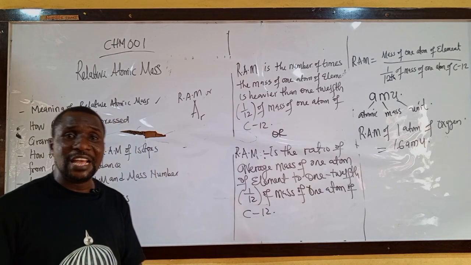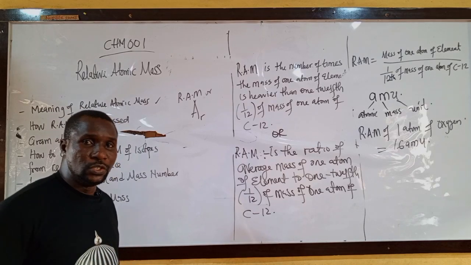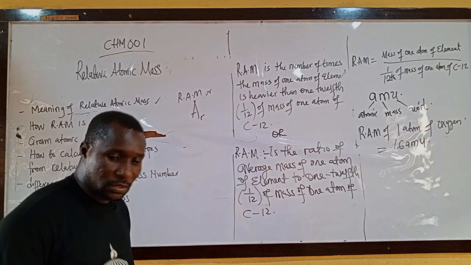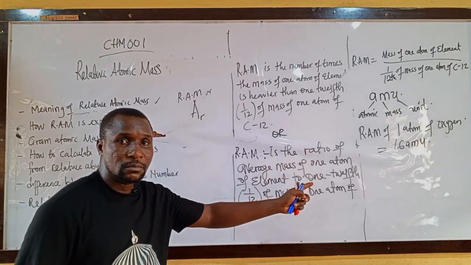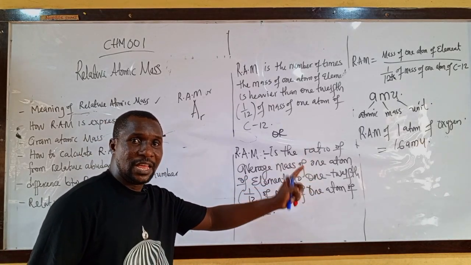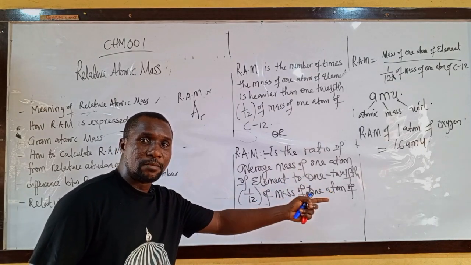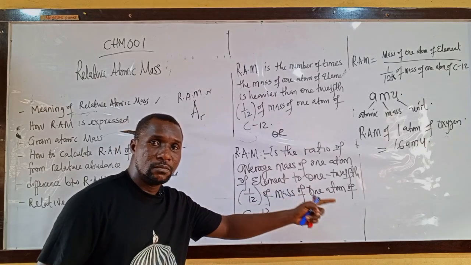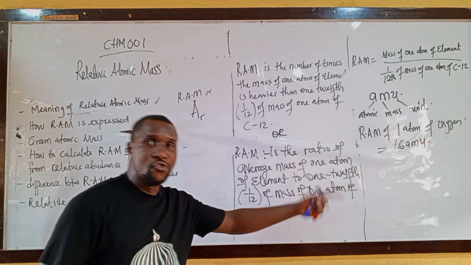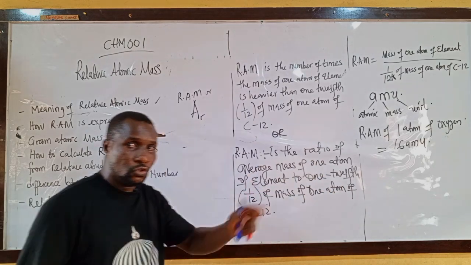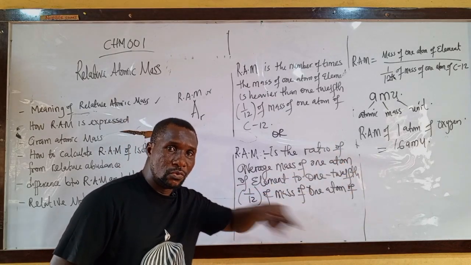Relative atomic mass can be expressed in AMU, which is atomic mass unit. One atom of oxygen can be expressed as 16 AMU. One atom of nitrogen, the relative atomic mass can be expressed as 14 AMU. One atom of carbon, relative atomic mass can be expressed as 12 AMU. Relative atomic mass has no unit, but it can be expressed in atomic mass unit, AMU. Take note of that.